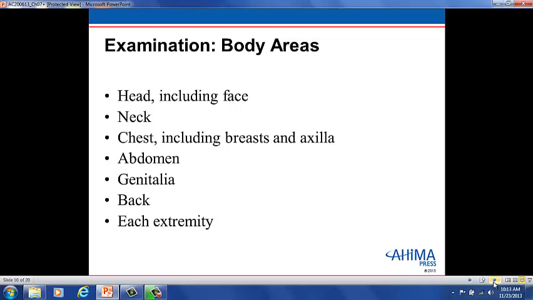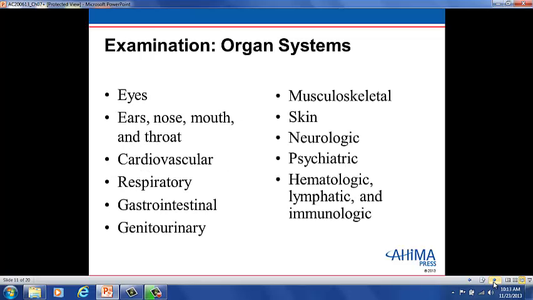In the examination, there are body areas that would be included in the examination of the patient: head, including the face, neck, chest, abdomen, genitalia, back, and each extremity. There is also the examination of the organ systems: eyes, ears, nose, and mouth and throat, cardiovascular, respiratory, gastrointestinal, genitourinary, musculoskeletal, skin, neurologic, psychiatric, hematologic, lymphatic, and immunologic.